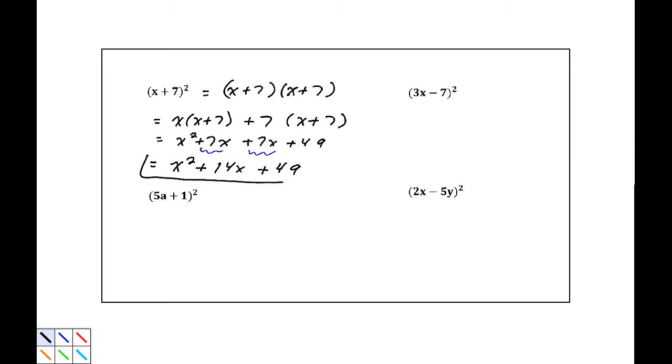There's actually a general formula for squaring binomials. You might look into that if you're interested.